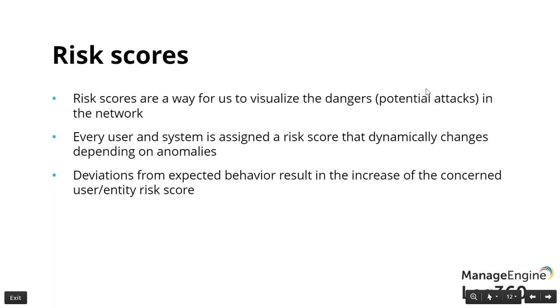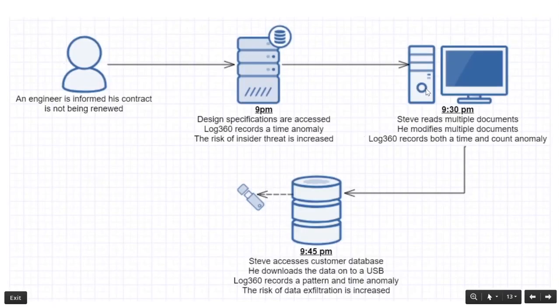Like I said, every user and system has a risk score assigned, which keeps fluctuating depending on any anomalies that they trigger. Let me give you a simple example. Of course, like the last bullet point in the slide says, deviations from expected behavior result in the increase of the concerned user's or entity's risk score. So that's the idea. If a user's behavior deviates from their normal behavior, their risk score will increase. Let's look at a simple example before finishing up the webinar.